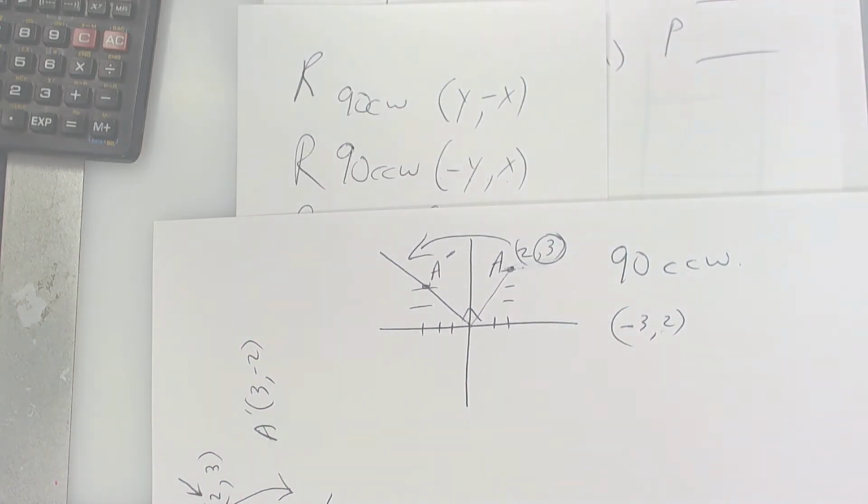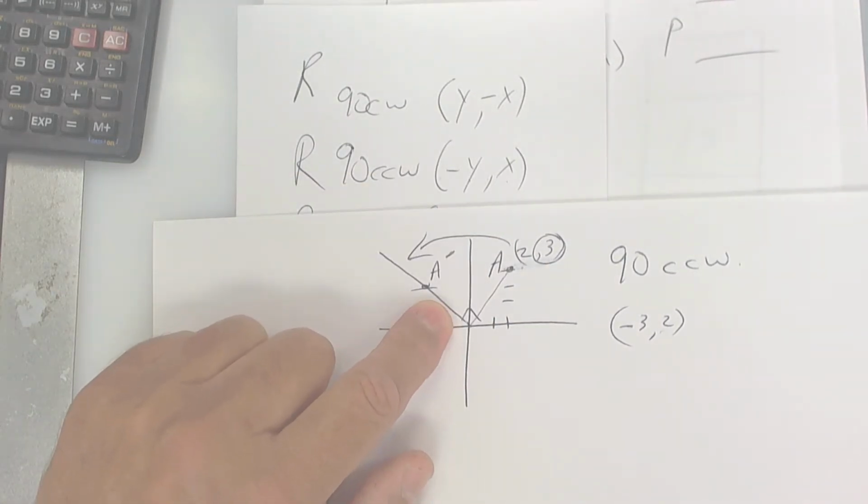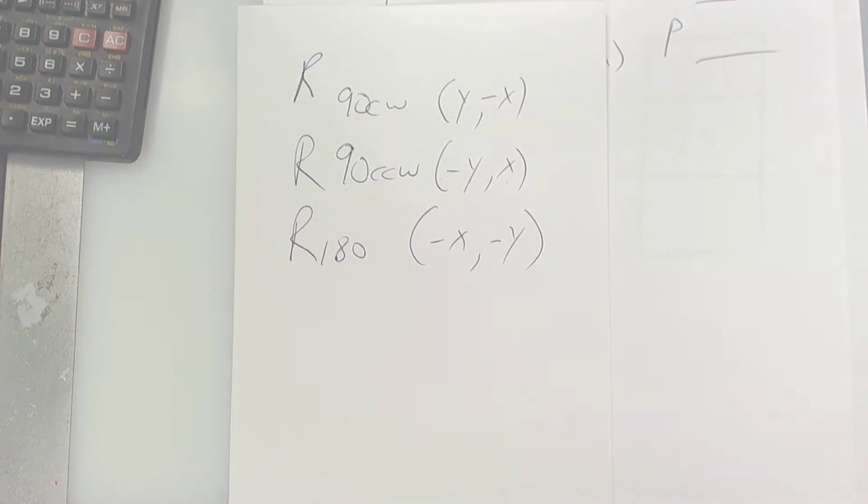Any questions about what I did? You got to memorize the rules, okay? I was supposed to take them off the board. But you know what counterclockwise is. You know what 90 is. So you can at least get close, all right? Should have enough to figure it out. But there's the rule. Let's try one more.